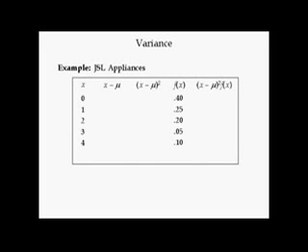The variance is found by subtracting the mean of 1.2 from each of the values of random variable x.